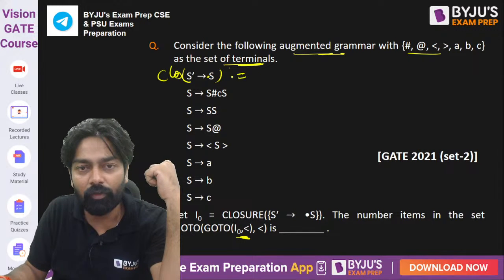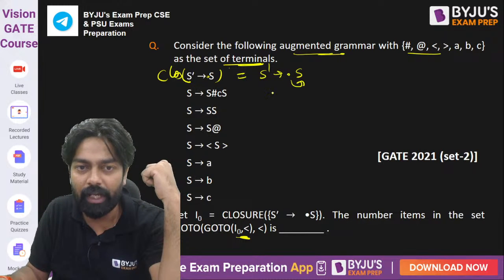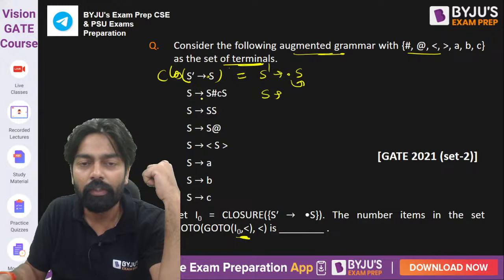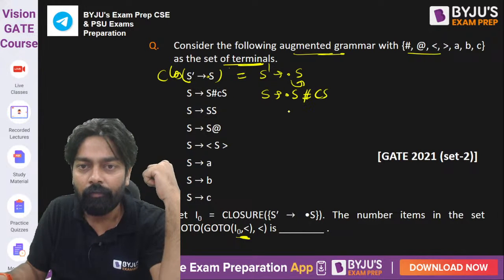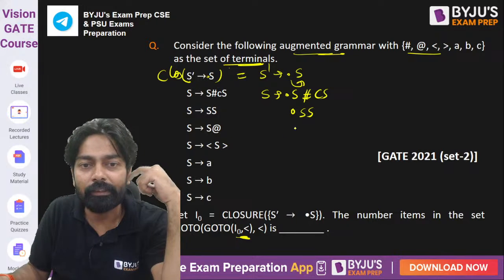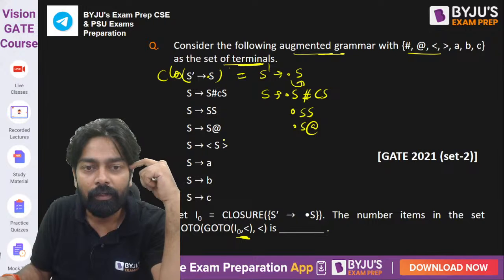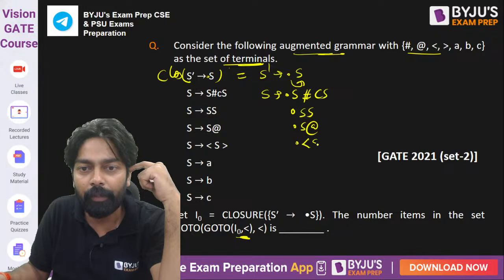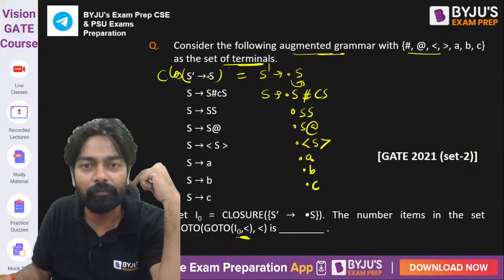It is nothing but, see here, closure of I is I. I am copying the same as it is. S dash goes to dot S. After dot S, it is a variable. If it is a variable, add the production. S goes to dot S hash CS, dot SS, dot S at the rate, dot opening bracket S closing bracket, and we have dot A, dot B and dot C. Anything else? No.